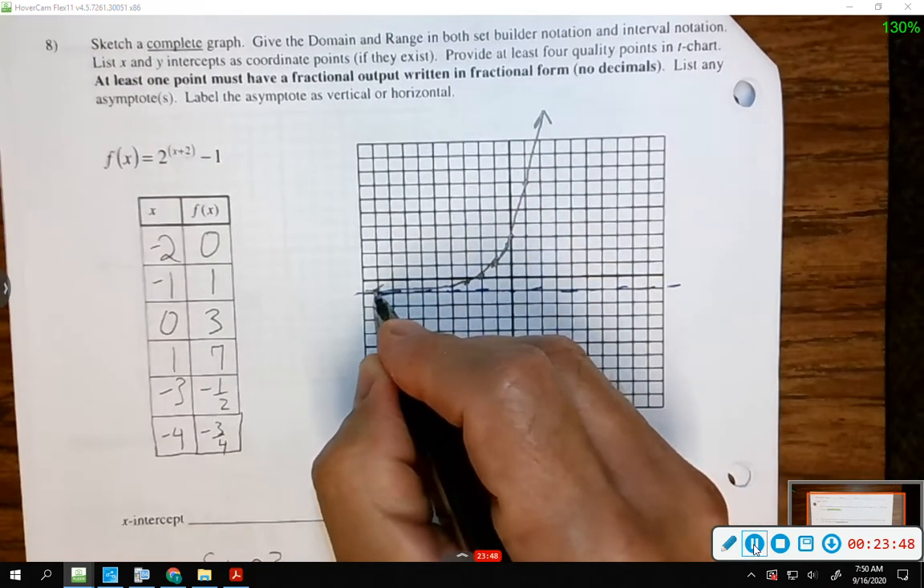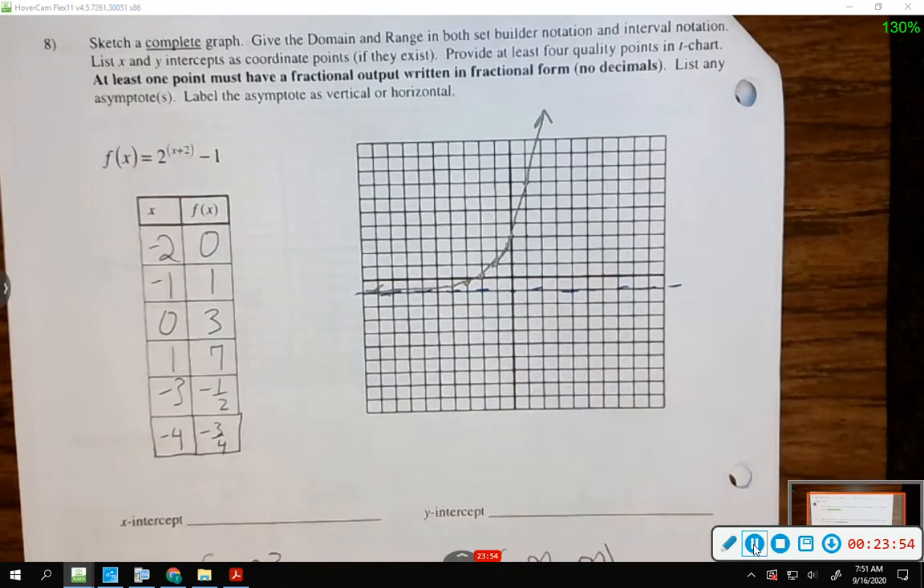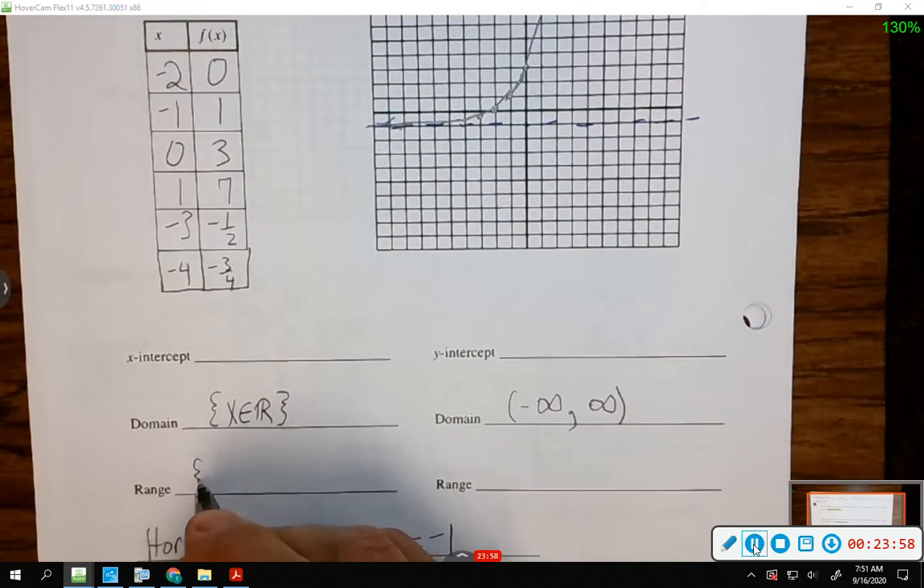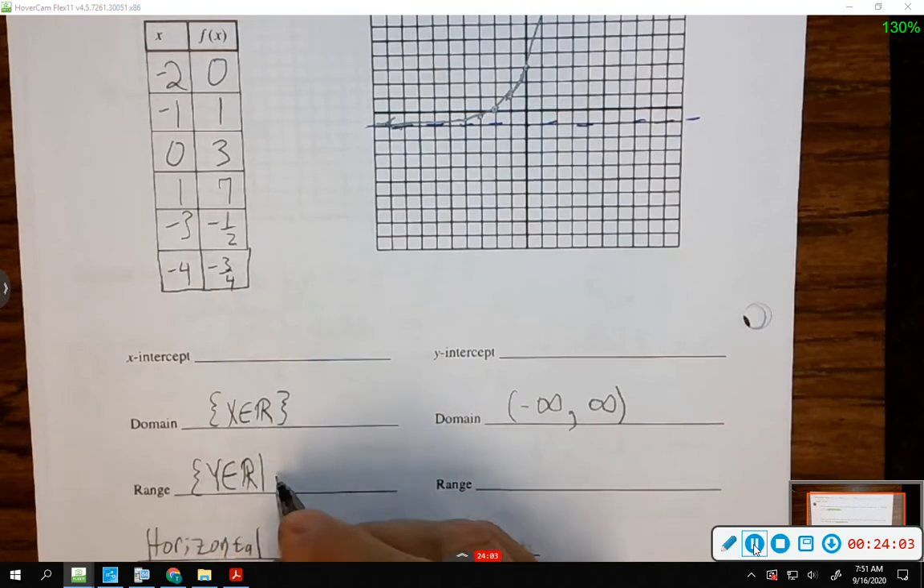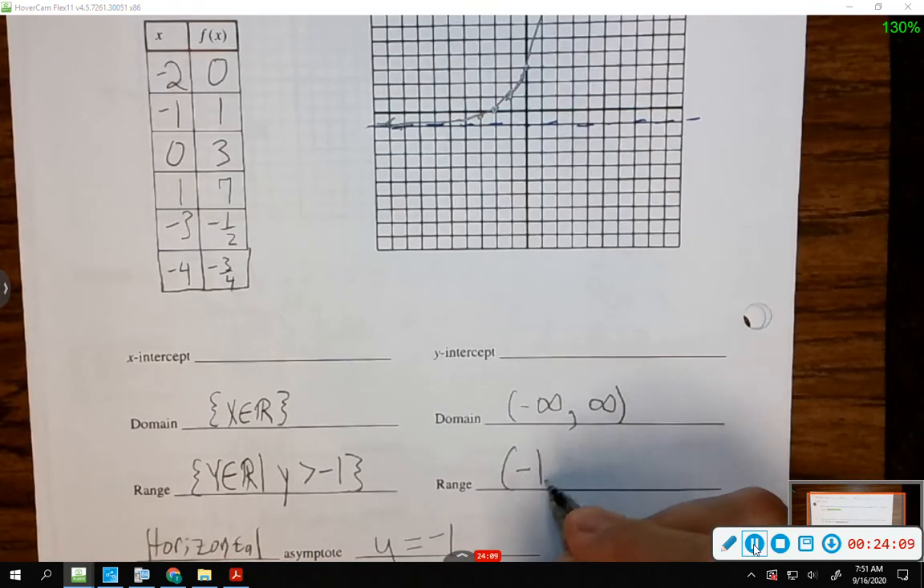There it is. And now we can see from this picture that the y values are always above this horizontal asymptote. So the range: y is an element of all real numbers such that the y values are greater than negative 1. That is negative 1 comma infinity.